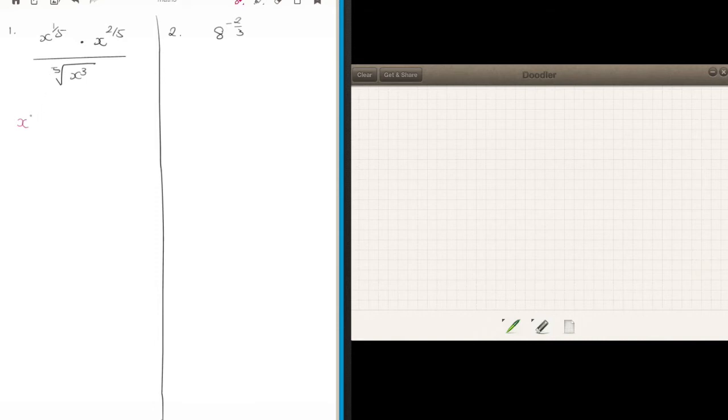This will be x to the power of 1 by 5 plus 2 by 5. Now we go on to our second part, which will be our fifth rule. This will just be x to the power of 3 by 5. Notice that the 3 inside will be the numerator and the 5 will be the denominator. I know I've said that a lot of times, but again, so now you just simplify.